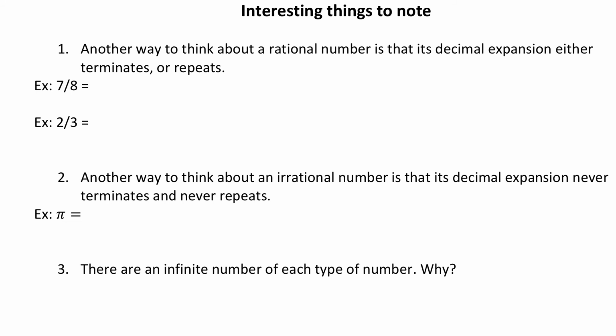Now, a few things to note about decimals and fractions. Another way to think about a rational number is that its decimal expansion either terminates, which means stops, or it repeats. So you can try typing in 7 over 8 on your calculator and see what you get as a decimal representation. You should be getting 0.875. Notice how that stops. That's because it's a rational number. And 2 over 3, well, it doesn't stop. It gives you 0.6 repeating. So in both cases, we have a decimal that stops or a decimal that repeats, which is another way of saying we have a rational number.